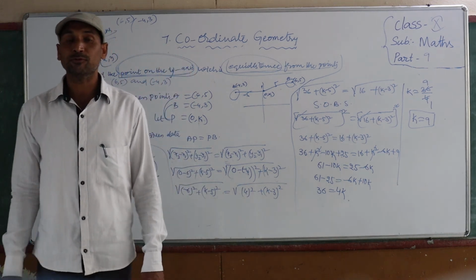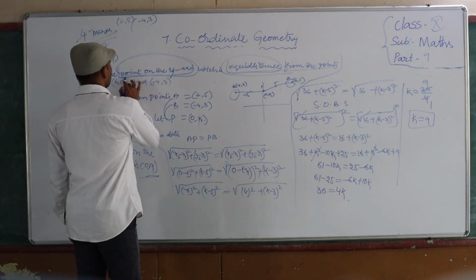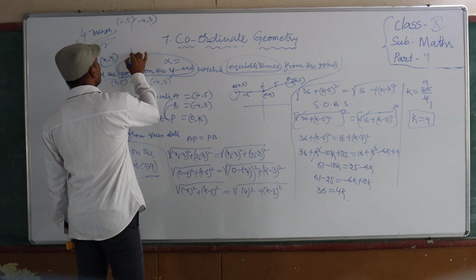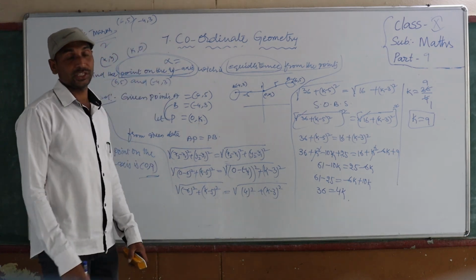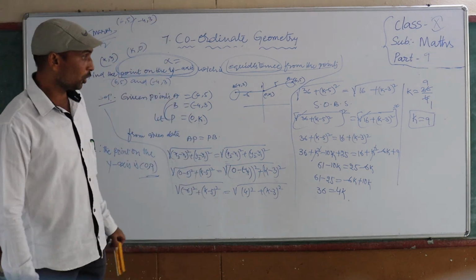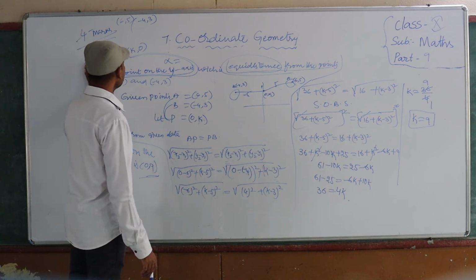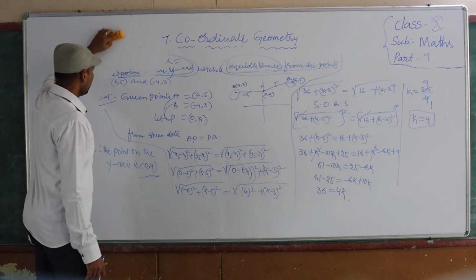So this type of question is very important, children. Sometimes they will ask for the point on the x-axis. For the x-axis, at that time we should take (k, 0). So these types of questions are very important. Compulsory questions. So these are very important. And the next.